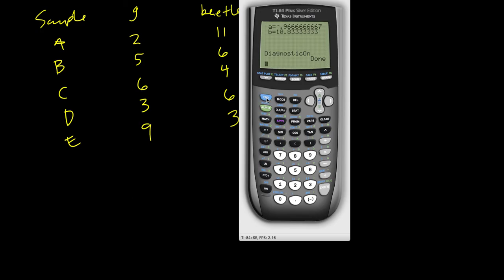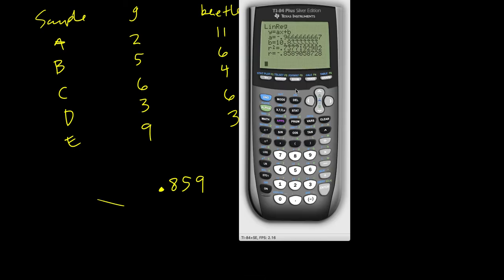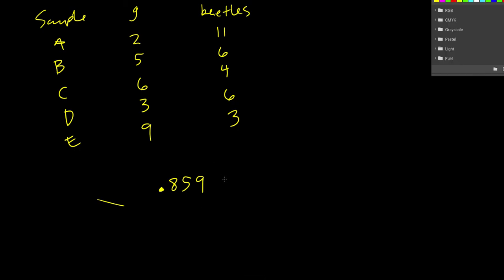I just need to say stat, go to calc, run the linear regression, L1 comma L2. And now it gives me the R value. So my R value is 0.859 if I round to 3 significant figures. Let me double check that. 0.859, yes. Okay, so that's my R value.